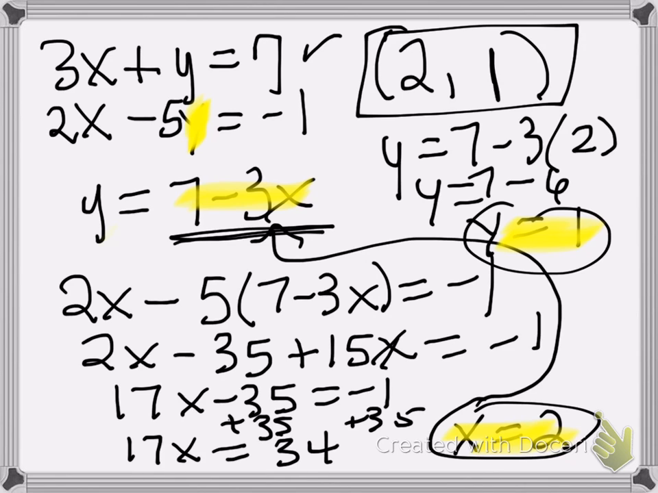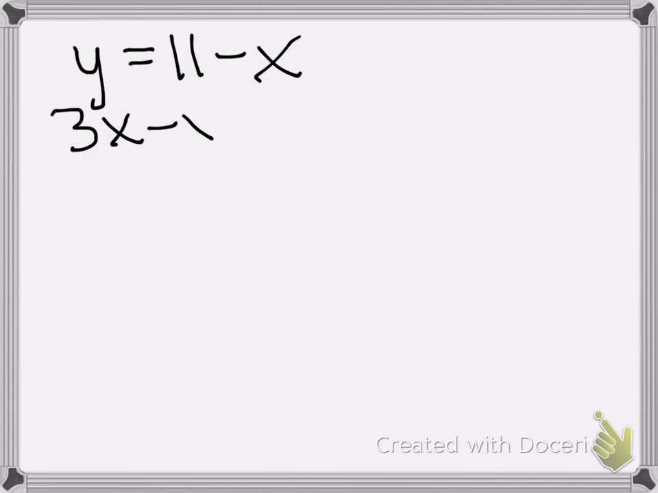Now let's work one more. Y equals 11 minus x, and 3x minus y equals 5. Okay, so ask yourself, which one is going to be easiest to get by itself? Well, isn't this one already solved for y? So all you have to do is to take this right here, and in your second equation right there, in place of y, you're going to put 11 minus x.